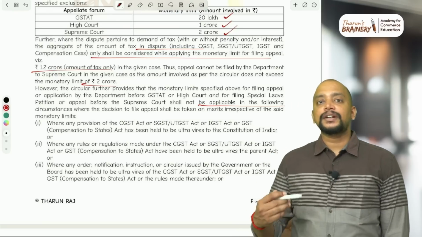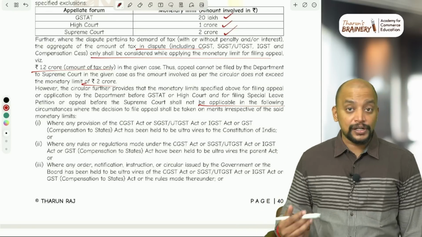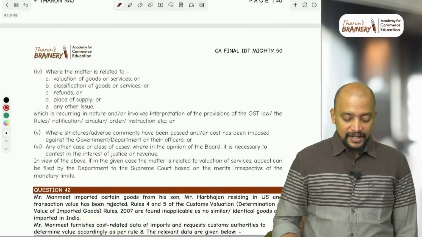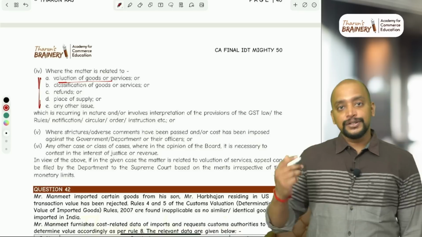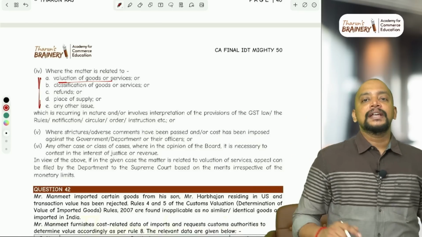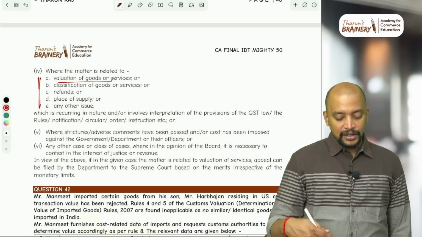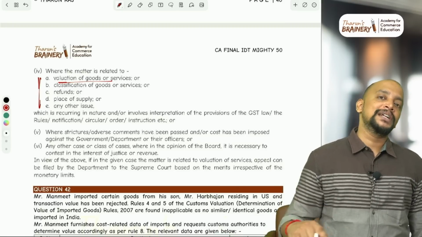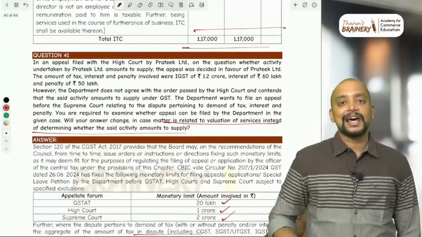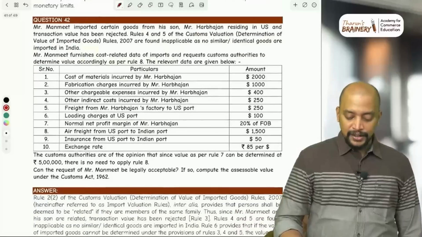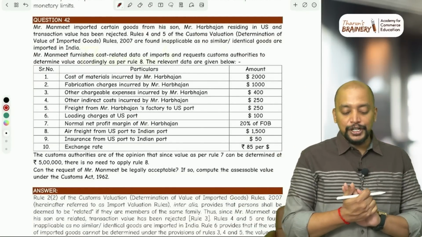When the provision is ultra vires the constitution or ultra vires the act or ultra vires the rules, that point is there. And one more important point is there, where the matter is related to valuation of goods. So under that point, if the dispute is related to valuation of goods, then definitely they can go for appeal even though the monetary limit is not attracted. Okay, so this is purely based on amendment and it's an RTP question, and you can just remember that, that's important. Next, question number 42 onwards.